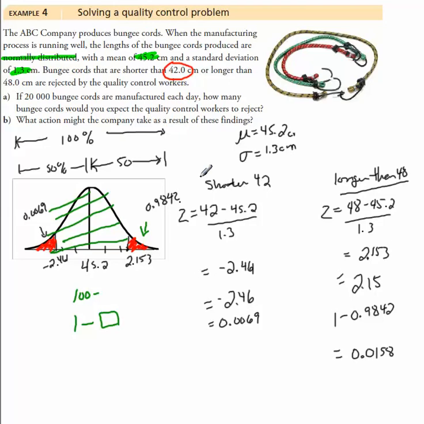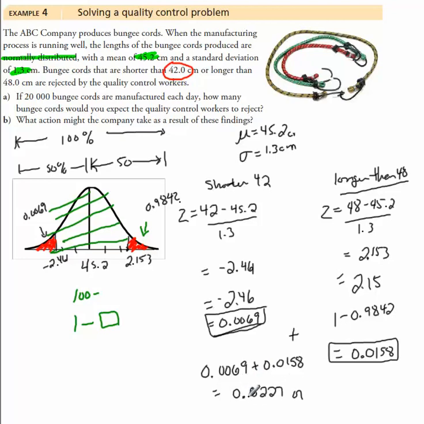So let's just take a break now. We look over the question. We have to reject those cords that are shorter than 42 centimeters, longer than 48. So it's these 2 percentage areas that we need. Both these percentages represent the cords that have to be rejected. So we'll have to add these to get the total percentage of cords that have to be rejected. Adding both those numbers, we get 0.0227. Remember, to get a percent, you multiply by 100, or move the decimal 2 places to the right. So you have 2.27% of all cords that have to get rejected.